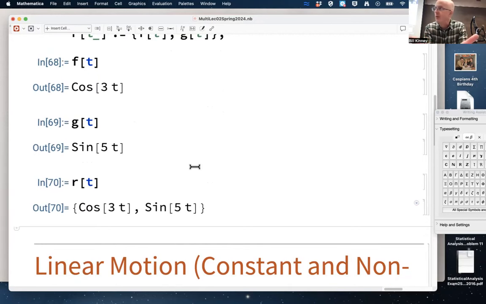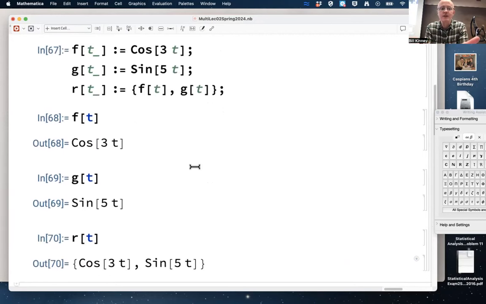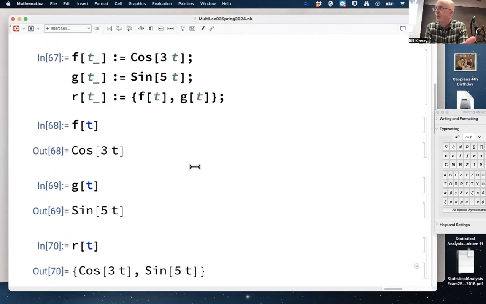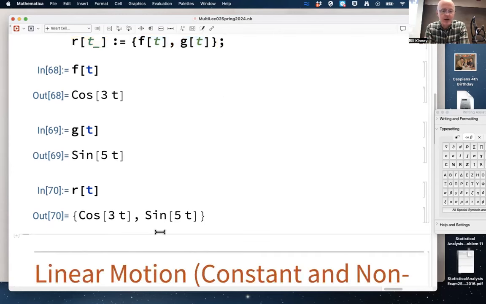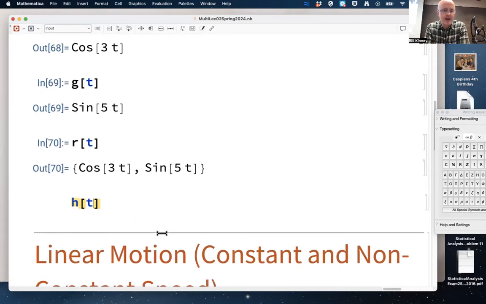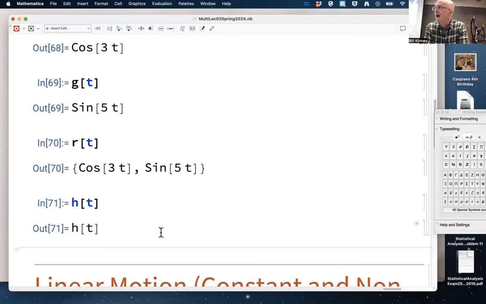Notice no underscores anymore. Once you define your functions, you don't need the underscores anymore. And in fact, it'll cause a problem if you use them. Notice there's also no underscores over here because I've already defined f and g, but I'm using those to define r. You might wonder, is anything stored in h of t? It depends on whether I've entered h of t before this. Probably not. No, nothing. I have not defined any function I called h of t.